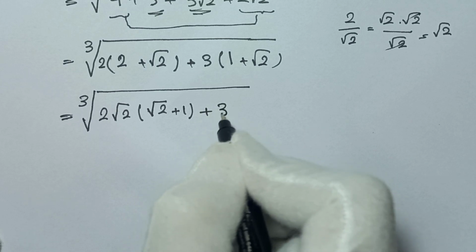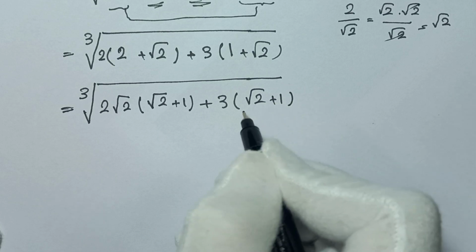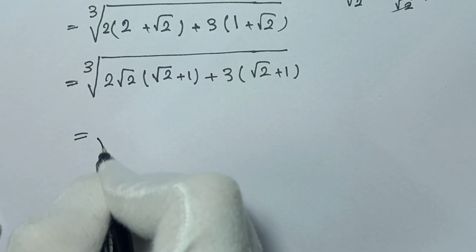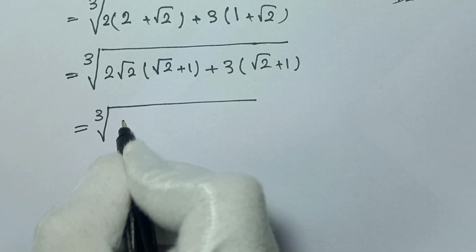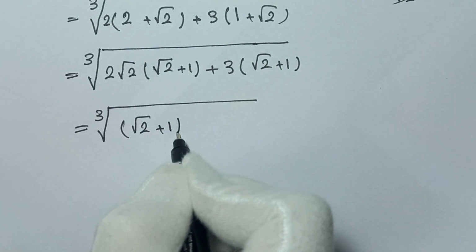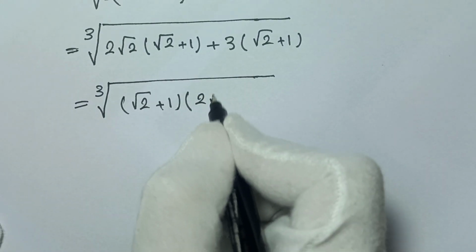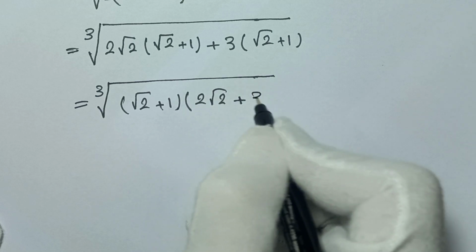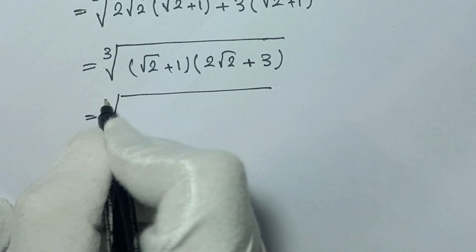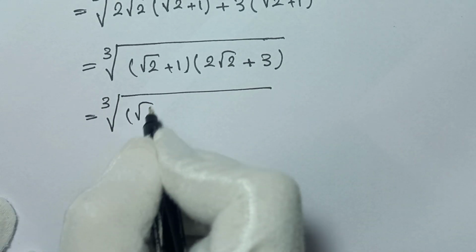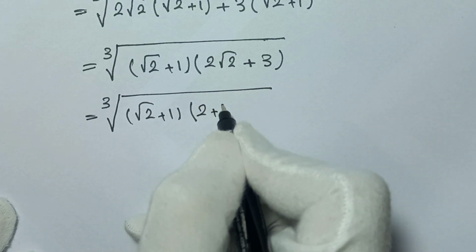And plus 3 times 1 plus square root of 2, and we can write square root of 2 plus 1, right? So in the next step, this is equal to cube root of, square root of 2 plus 1 is common, so we factor square root of 2 plus 1. And in here, it will be 2 square root of 2, and plus 3, right? So in the next step, we can write cube root of, in here we have square root of 2 plus 1, and times, in here we can write 3 as 2 plus 1, right?